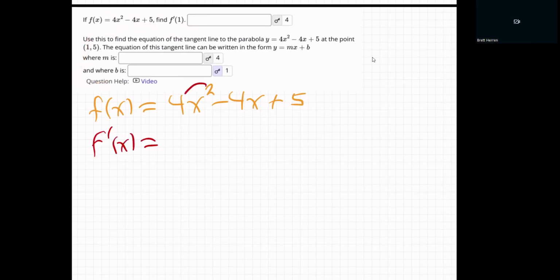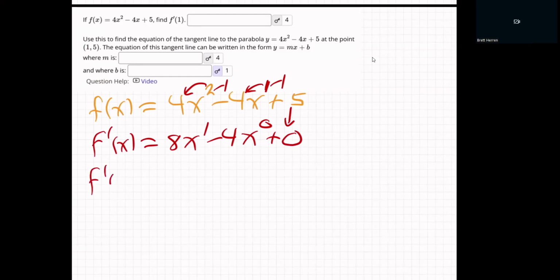We do the power rule. So this power comes down. 2 times 4 is 8, and you subtract 1 from the power, x to the 1. This has an invisible 1 power, so that comes on down. Minus 4 times 1 is 4. Subtract 1 from the power, x to the 0. And what happens to a constant number? What's the derivative of a constant number that doesn't have an x? It's just 0. You want to remember that.